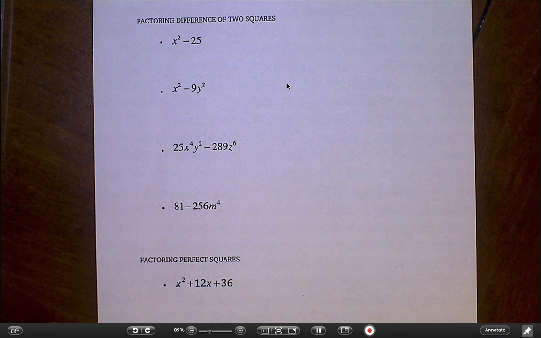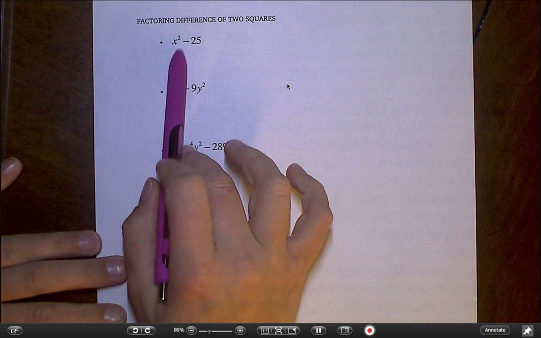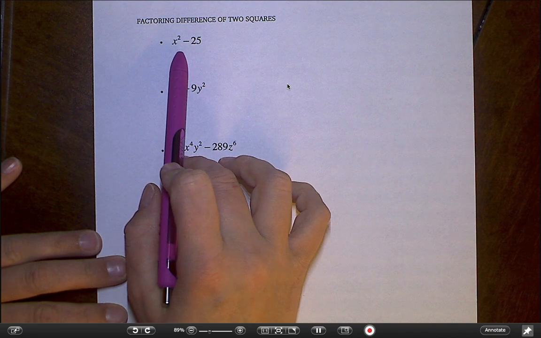Okay, these problems should be the easiest ones that you do, but sometimes I find that students don't always recognize them when they see them. That's really the difficulty here. So I want you to take a look at this first problem, x squared minus 25.